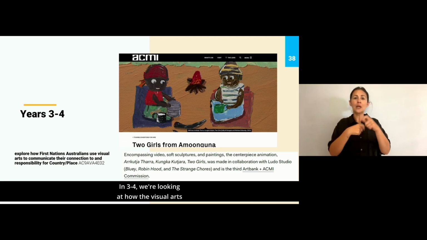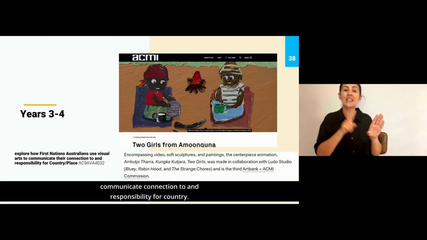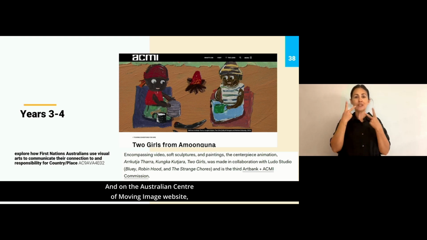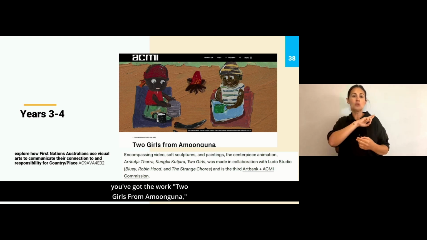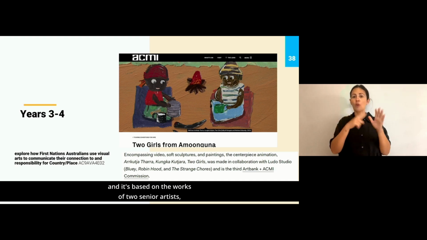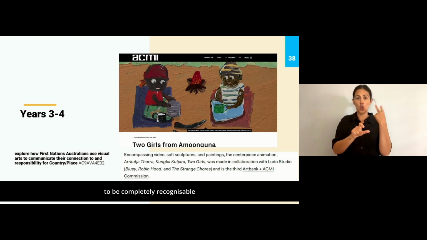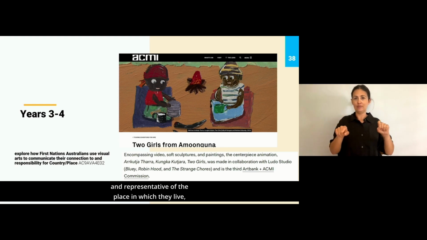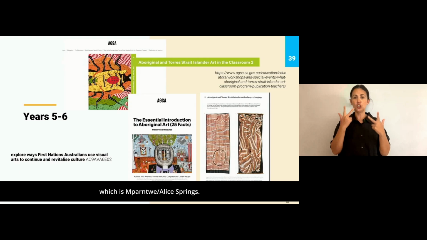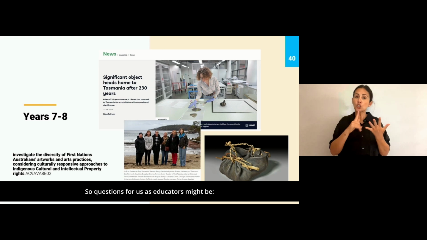In 3-4, we're looking at how the visual arts communicate connection to and responsibility for country. On the Australian Centre for the Moving Image website, you've got the work Two Girls from Amunguna, and it's based on the works of two senior artists, Arrernte and Southern Luritja artist Sally M. Nangala Mulladad, and Arrernte and Western Arrarnta artist Marlene Rubuntja. And they've developed their practice to be completely recognisable and representative of the place in which they live, which is Mparntwe Alice Springs.